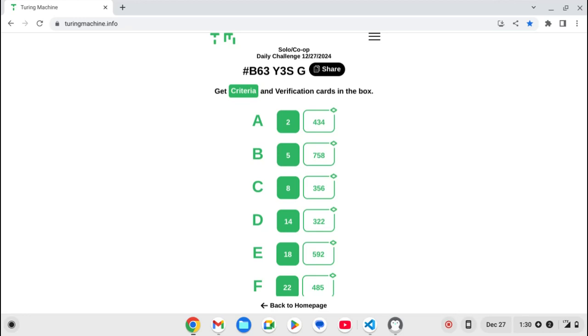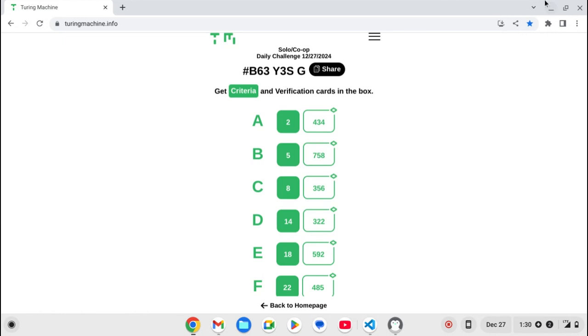Let's begin. Today's December 27th, 2024, and we're solving the Daily Turing Machine Puzzle. Today's puzzle uses the following 6 criteria cards: 2, 5, 8, 14, 18, and 22. And the puzzle uses the green verification cards. The code above is your way to get more information on today's puzzle by searching the code on turingmachine.info.